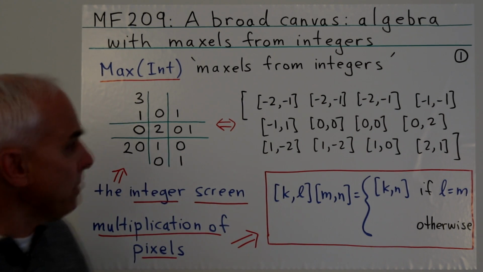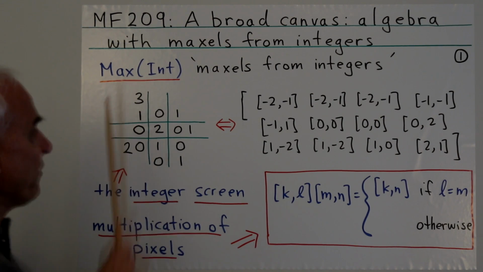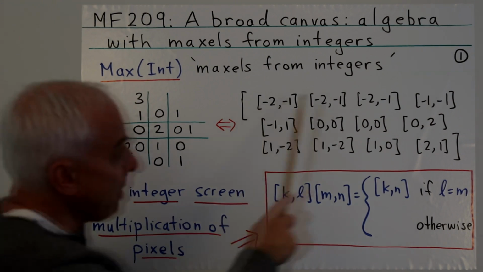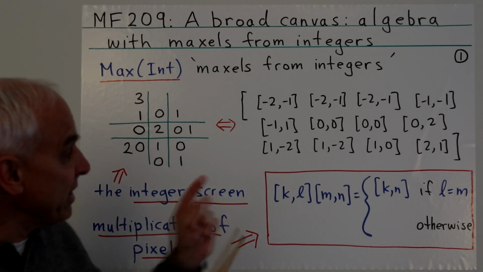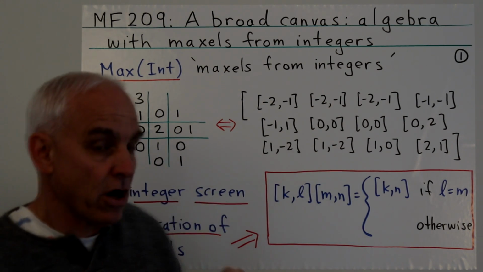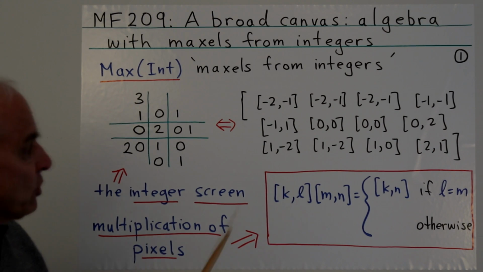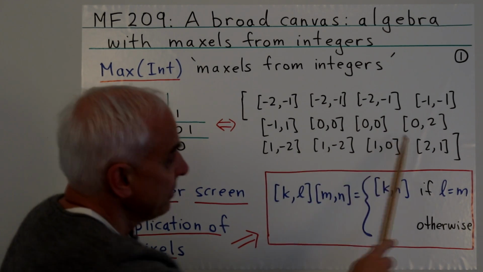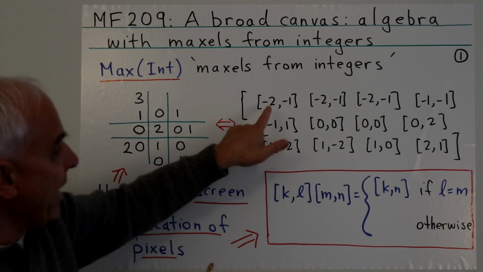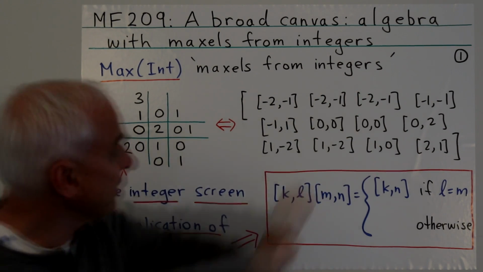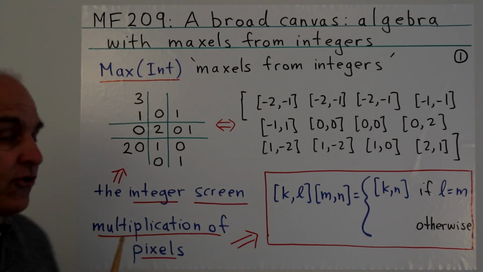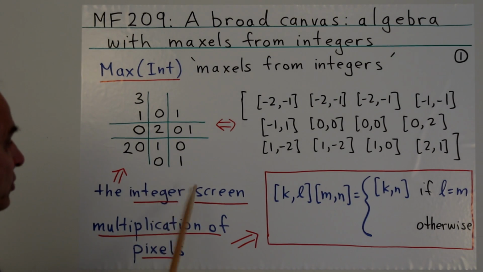So the basic object are these things called maxels from integers, where we're considering multi-sets of pixels, where the pixels themselves can have entries which are integers, including both negative and natural numbers. So here, for example, is a maxel. It's an M set of pixels, and the various pixels can be represented by their positions on this screen, which we might call the integer screen.